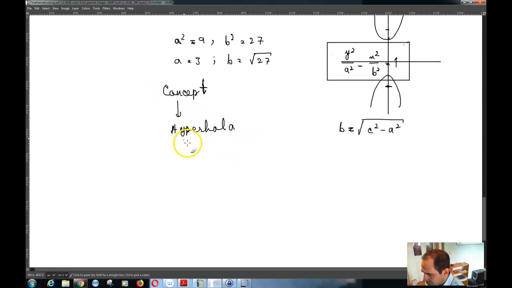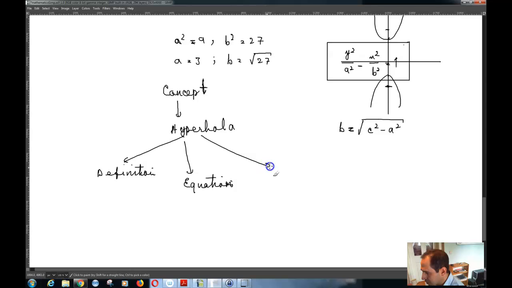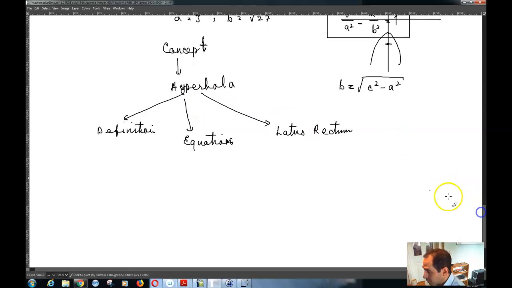Now, related to this concept, there are all the definitions, there is the equation, and in the context of what we are doing here, there is the latus rectum, and that's basically all that we do over here. For example, we have done the hyperbola over here.